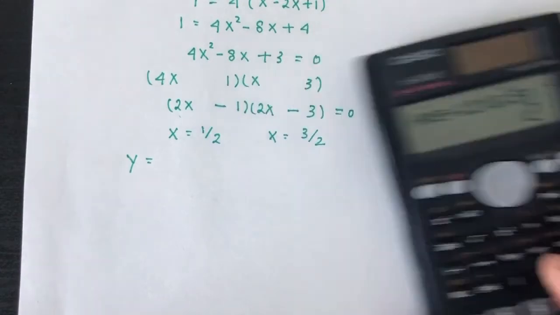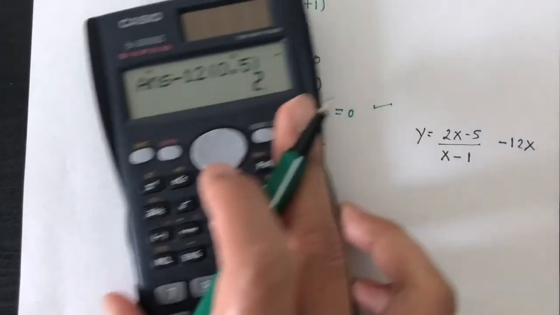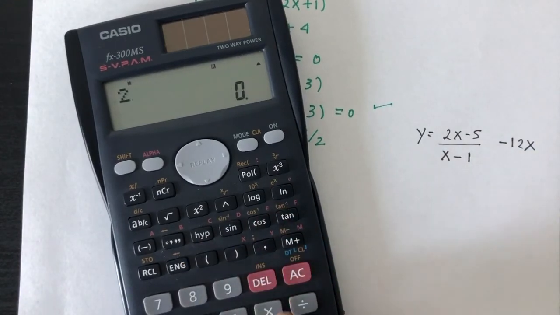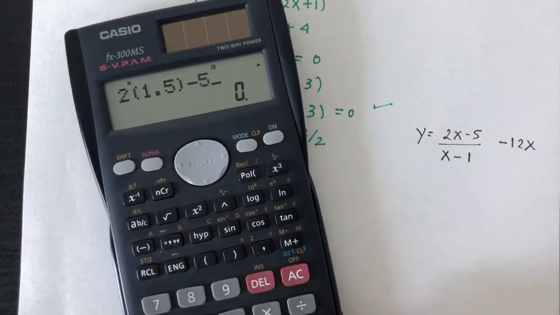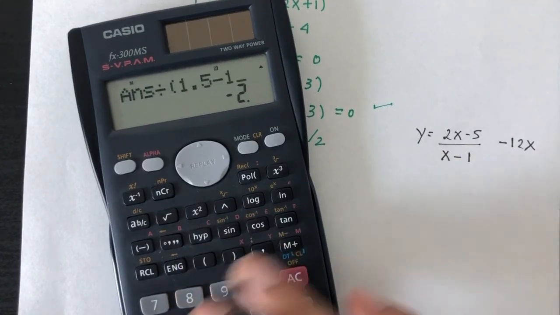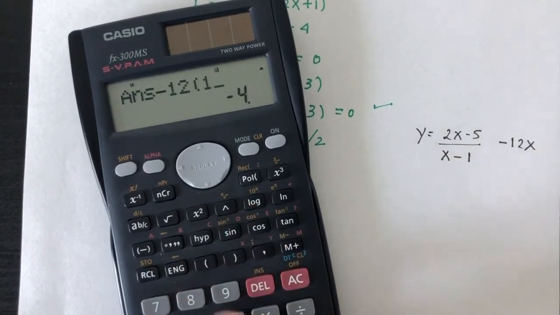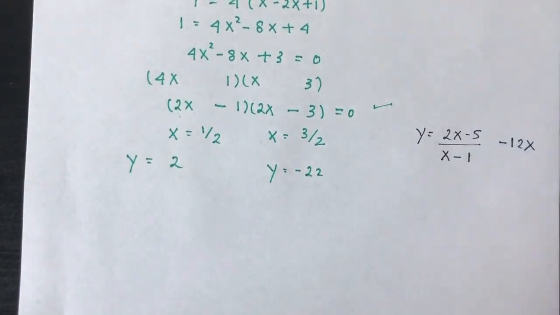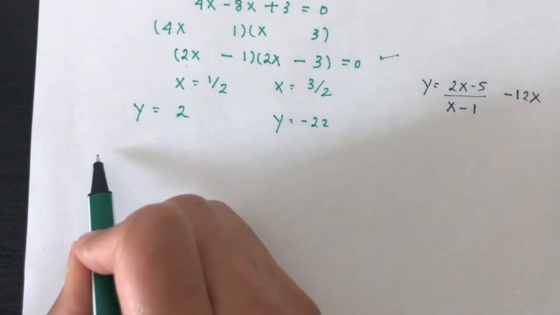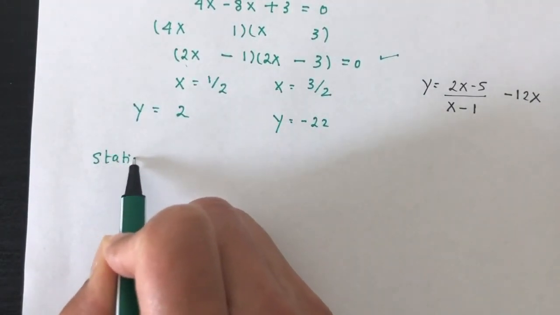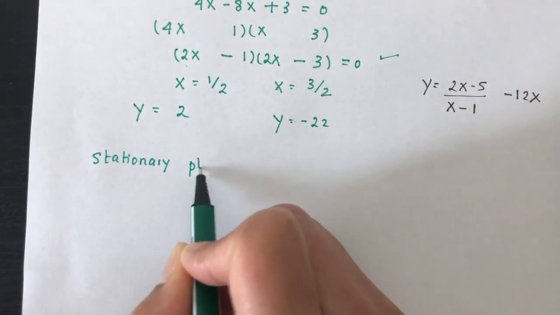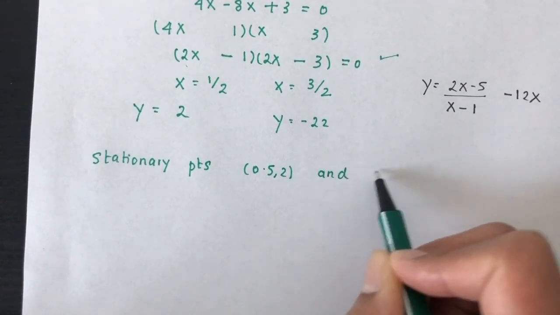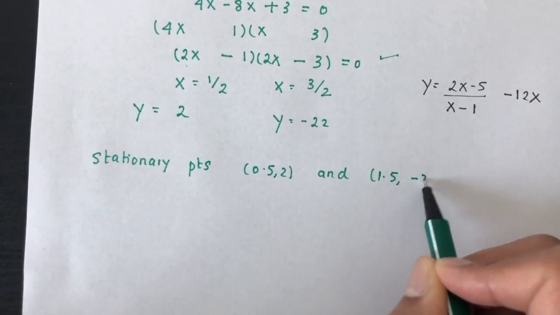Okay, so you will get 2 for this one. How about this one? This is 3 divided by 2, which is 1.5. So 2 times 1.5 minus 5 divided by 1.5 minus 1, minus 12 times 1.5. That will be minus 22. So here, as you can see, you have two stationary points. Let's write it down, stationary points on this curve. The first one is (0.5, 2), and you have (1.5, minus 22).